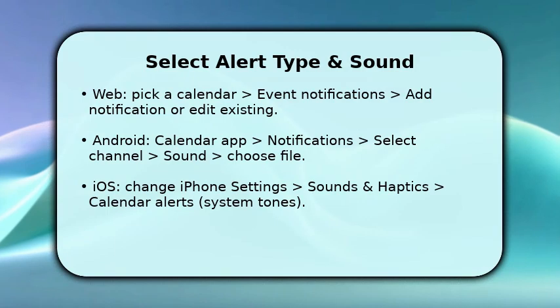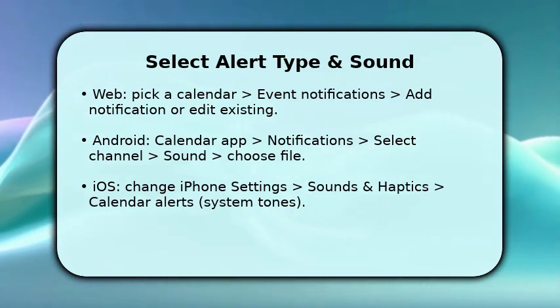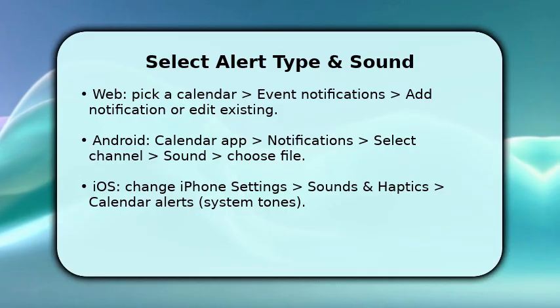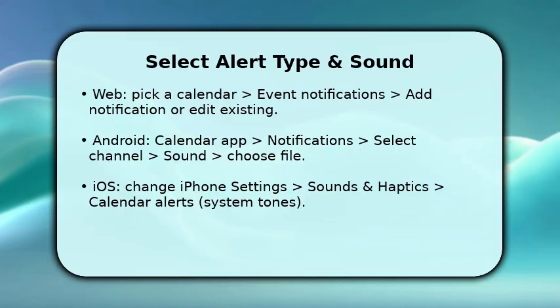You now pick the exact notification channel. On the web, select a calendar, go to Event Notifications, and either add or edit a notification. Web supports email and pop-up only, so sound control is browser/system level.